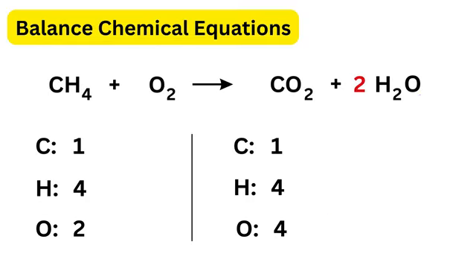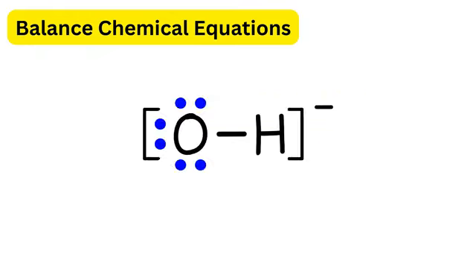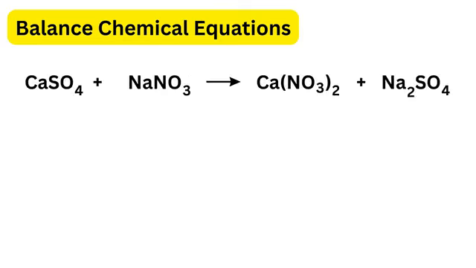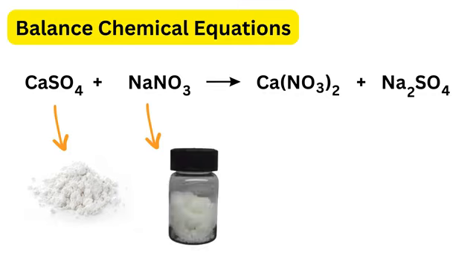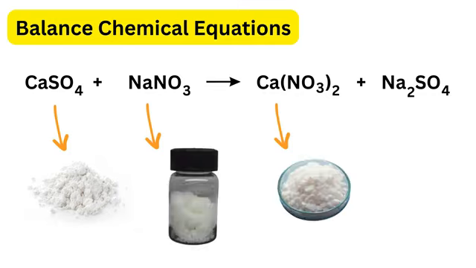To fix this, we will put 2 in front of O, 2 on the left. Now the left side has 4 oxygens, and this way both sides match. Let's look at a new type of problem where polyatomic ions are involved. The unbalanced equation is calcium sulfate plus sodium nitrate gives calcium nitrate plus sodium sulfate.